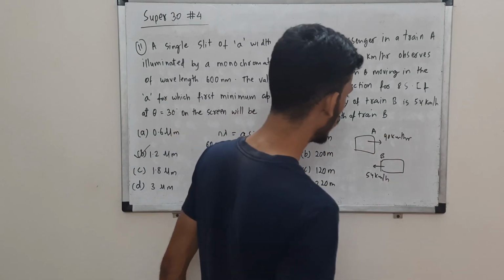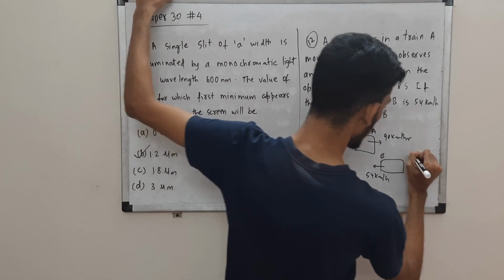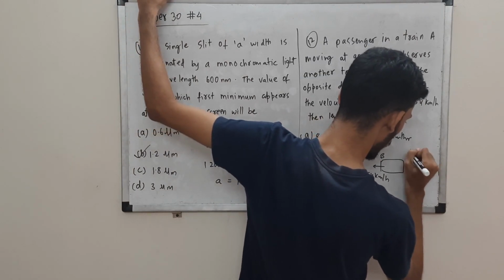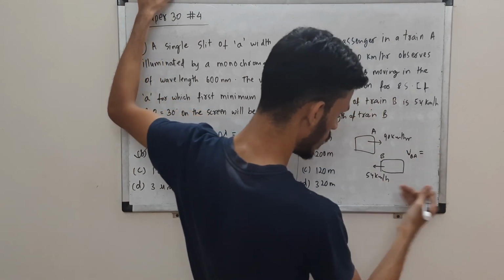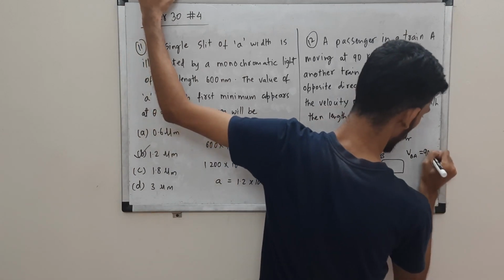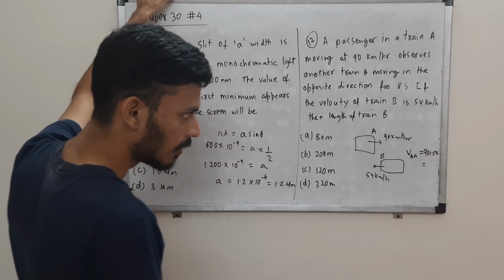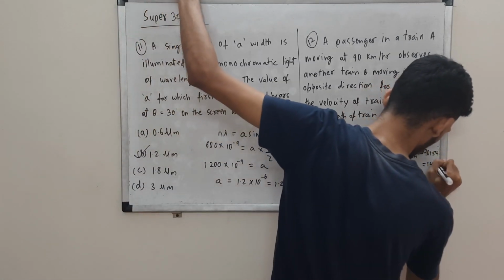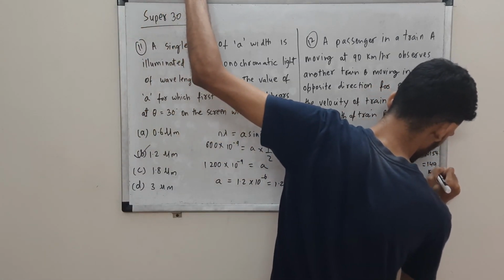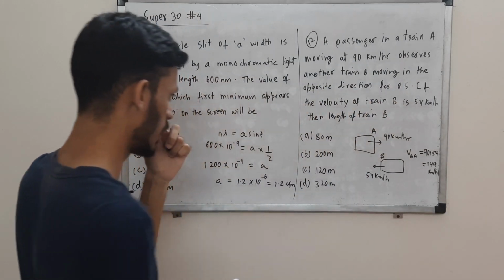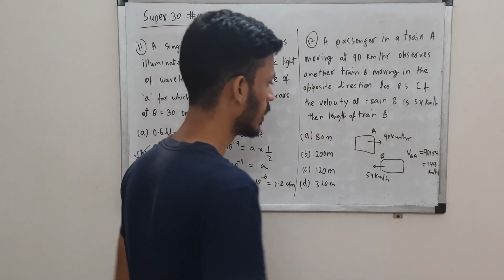So here the velocity of B with respect to A will become 90 plus 54. We'll consider this direction to be positive. 90 plus 54 is 144. So 144 kilometers per hour. We need to convert that into meters, because we want the length in meters.